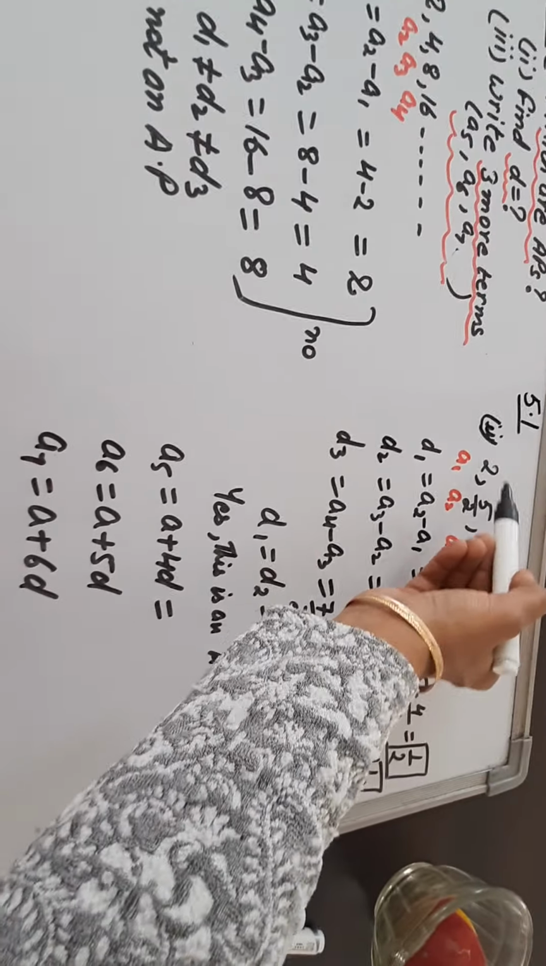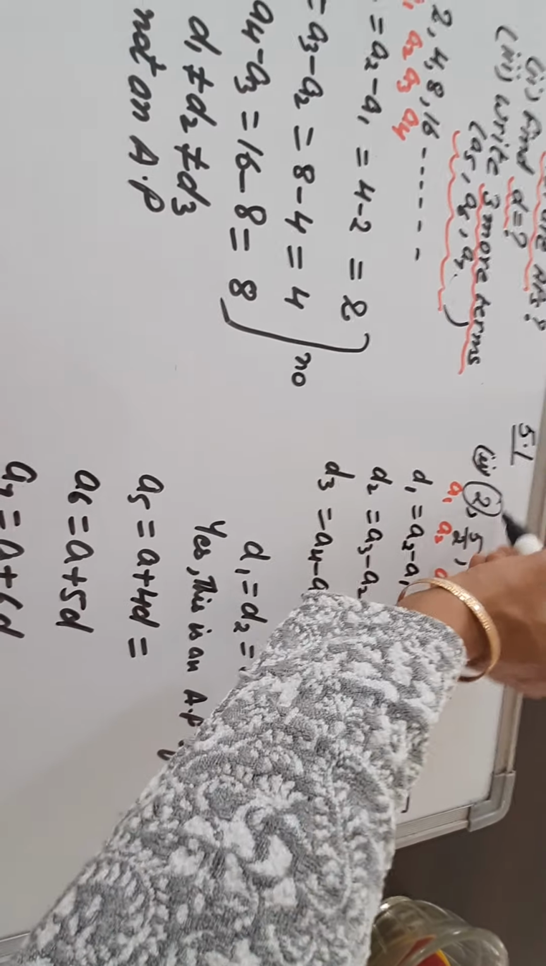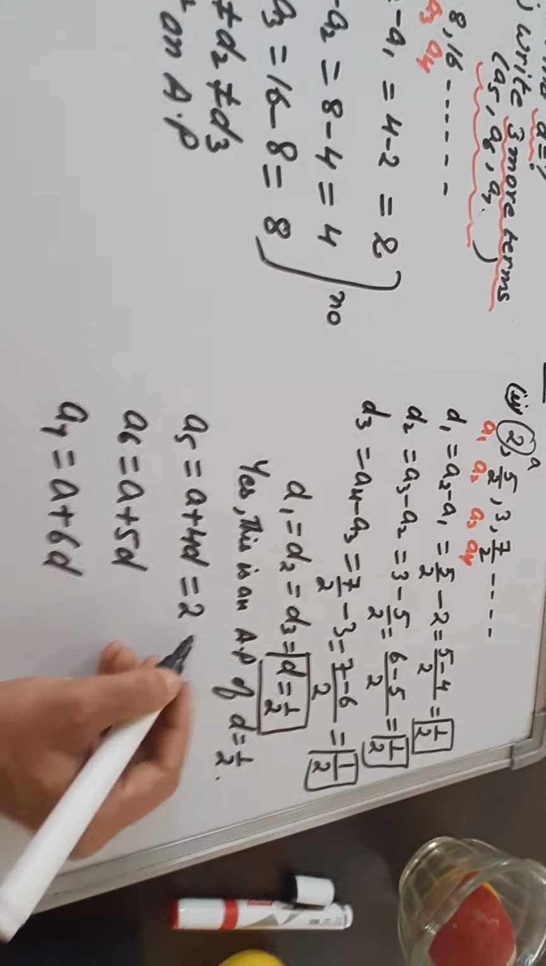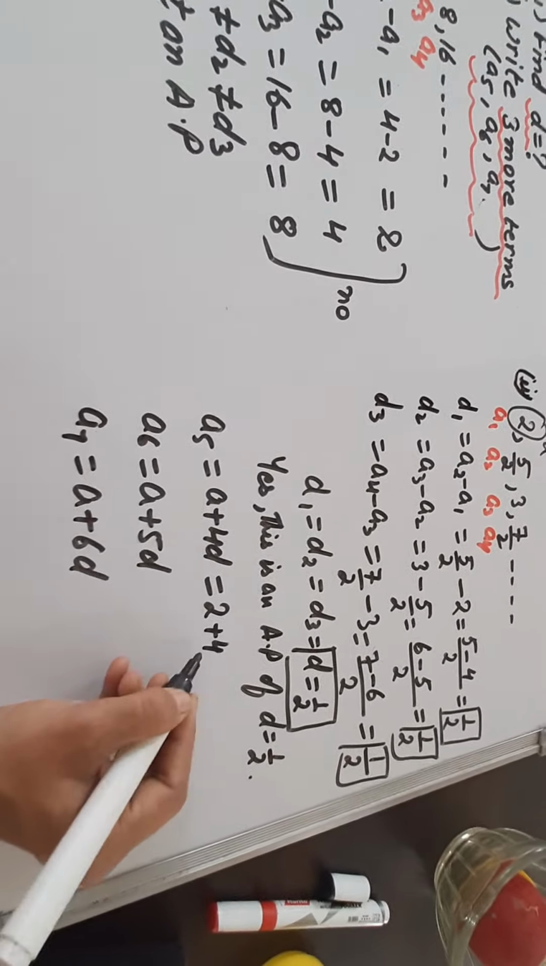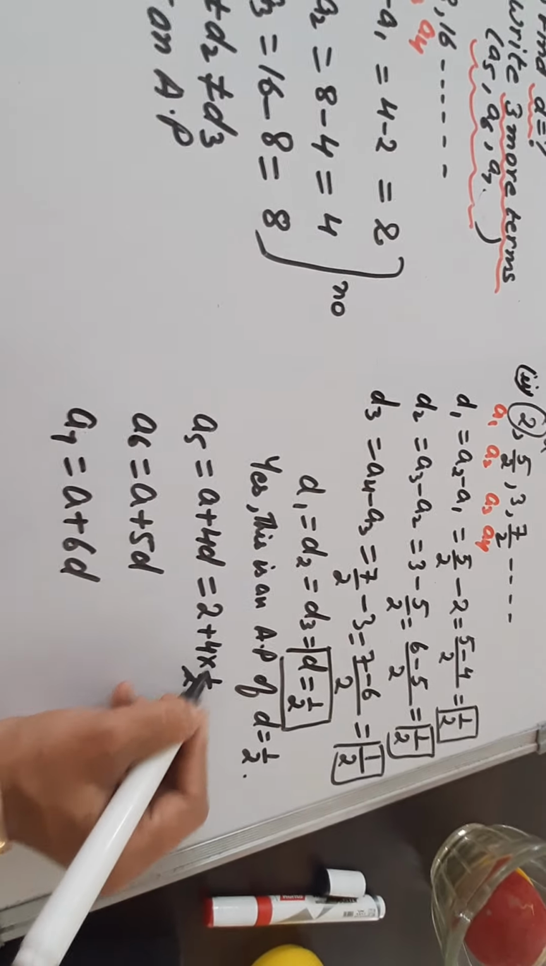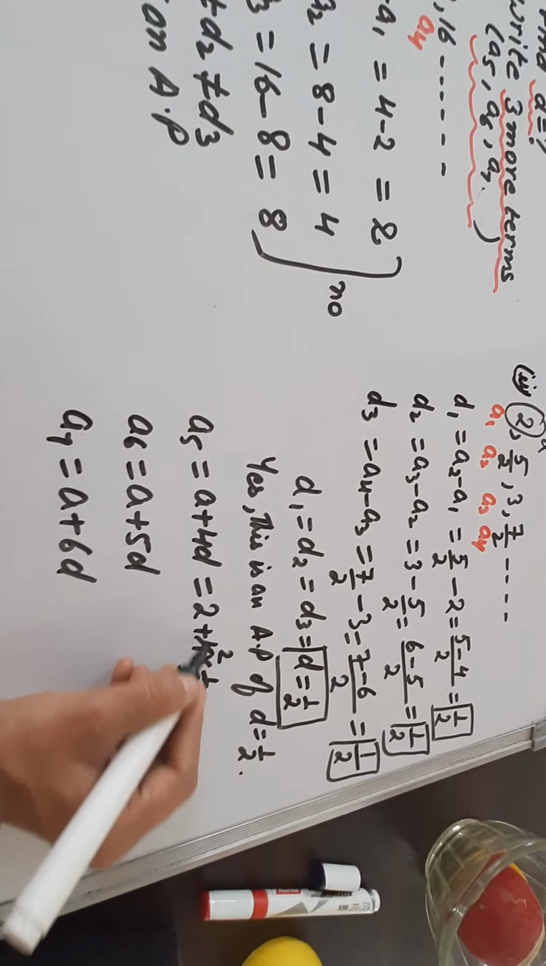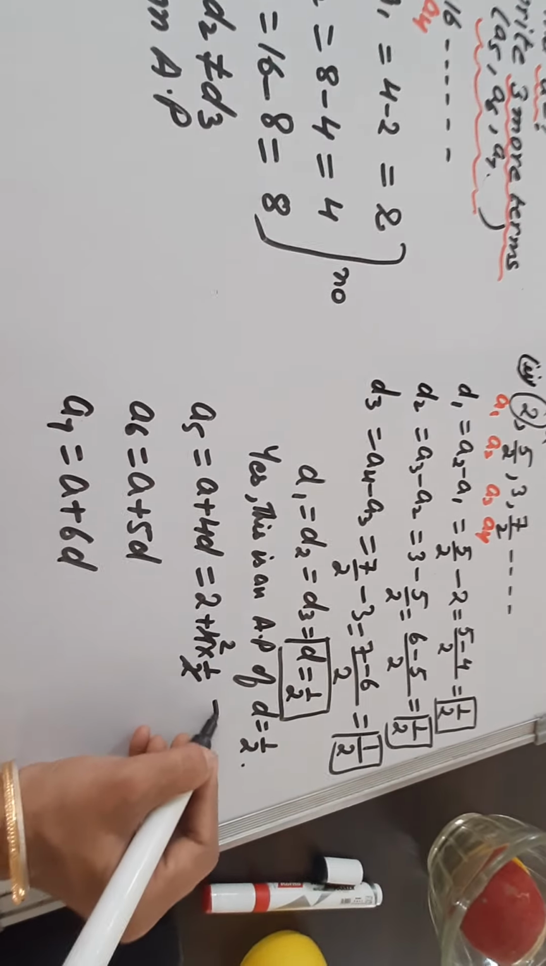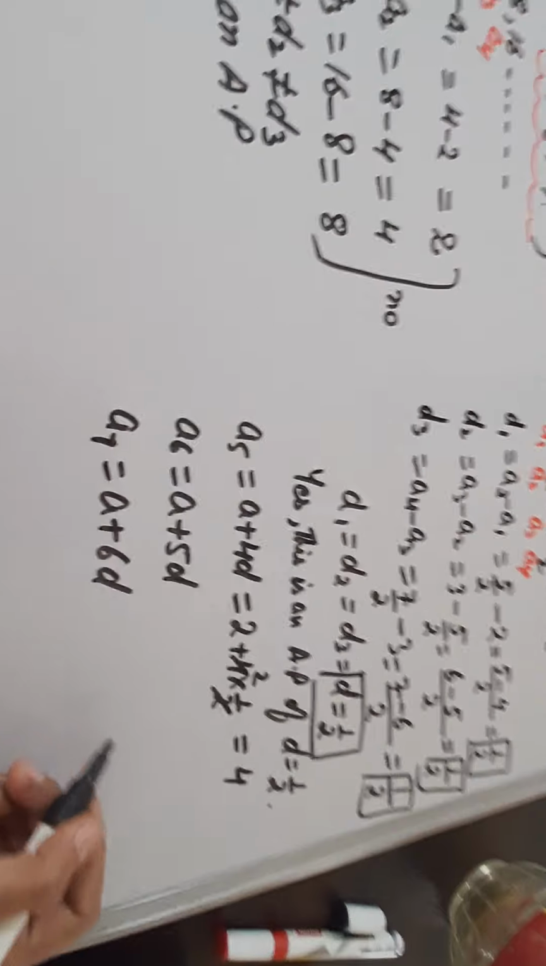So put the values. What is A? A is the first term. This is A. That is 2 plus 4 into D. What is D? 1 by 2. So it is multiplication, we can cancel. 2 plus 2 into 1 is 2. 2 plus 2 is 4. This is the fifth term.